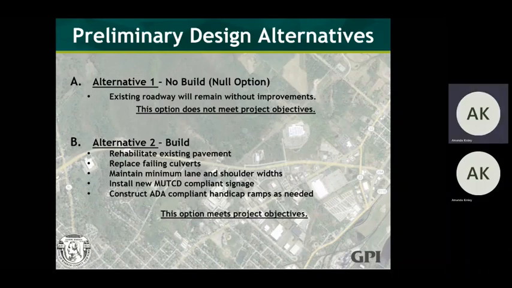The second option, the preferred alternative, is a build alternative. This option meets the project objectives by rehabilitating the existing pavement, replacing culverts, and constructing new ADA compliant facilities as needed.